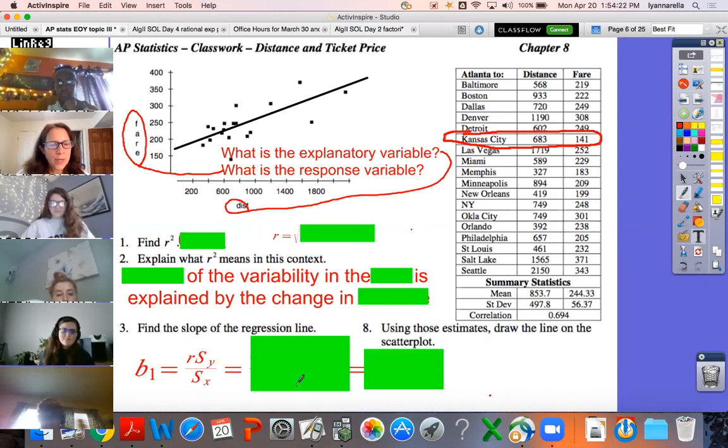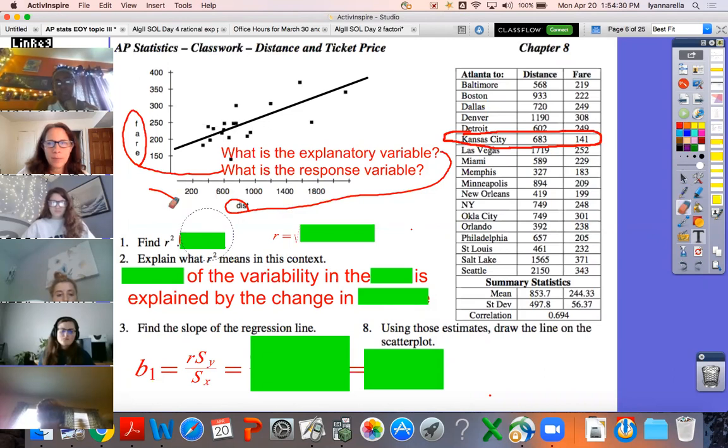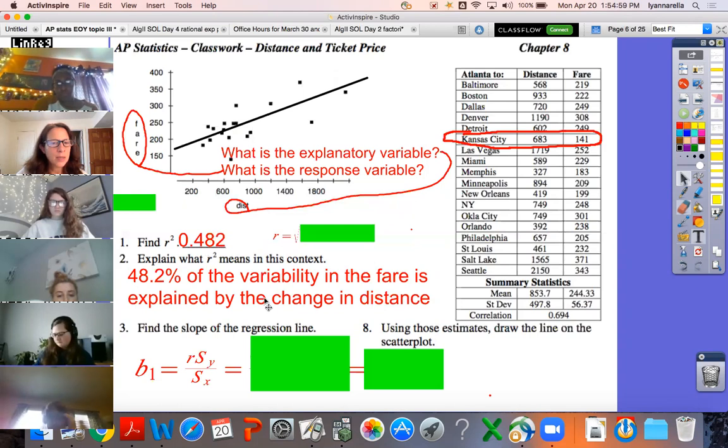So we just found all of that in the calculator. So where it said, what is R squared? That would be 0.482. And I could also use the correlation and say, if correlation R is 0.694, I could square that and get 0.482. And then remember what R squared means. R squared is the coefficient of determination, and we can say 48.2% of the variability in the, and we always say the y-axis first, the fare, is explained by the change in the x-axis distance. So you're going to want to lock that in.